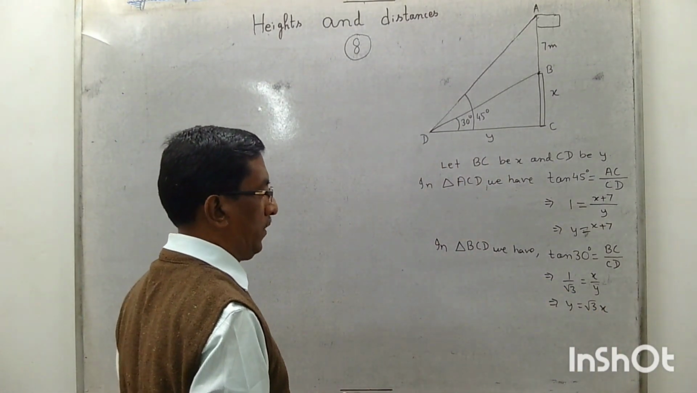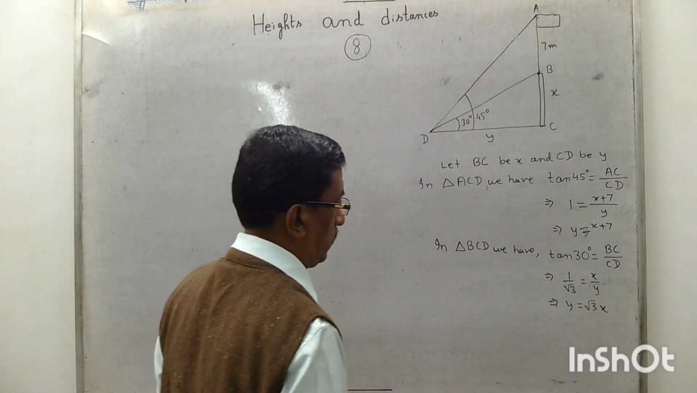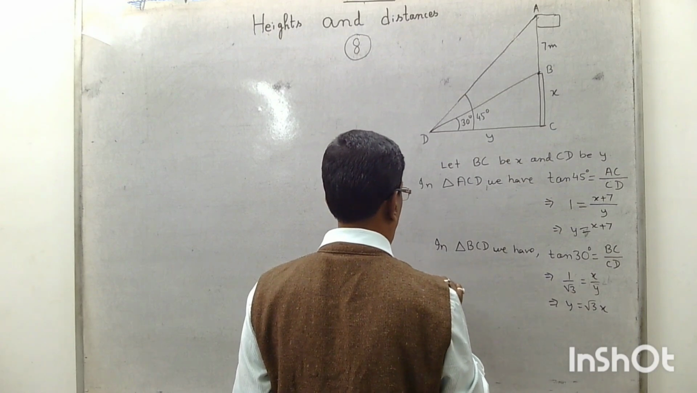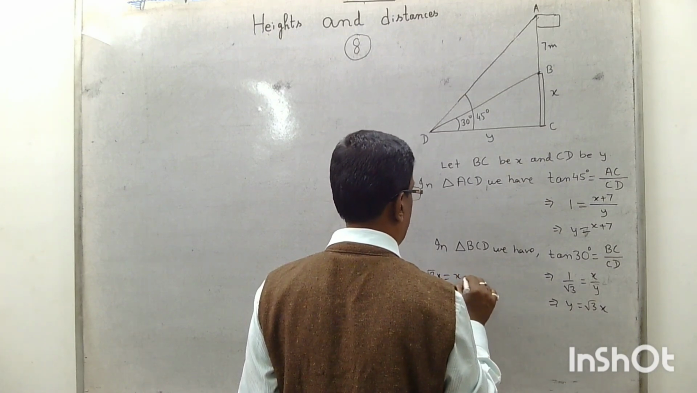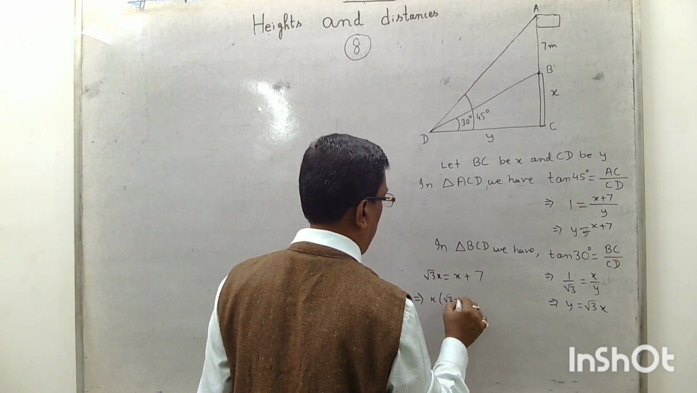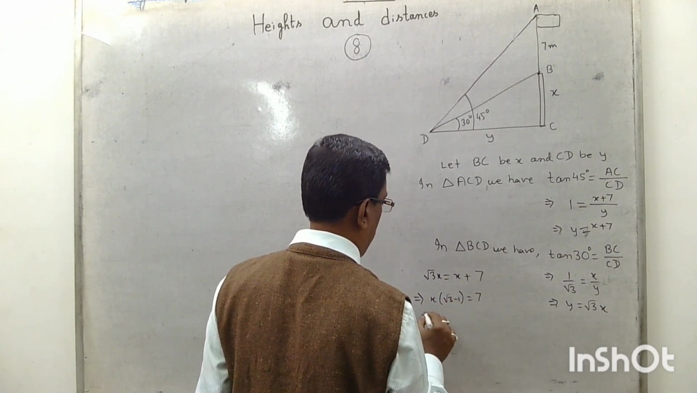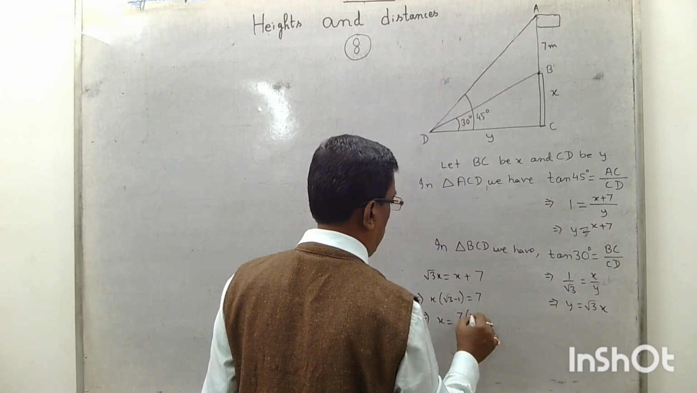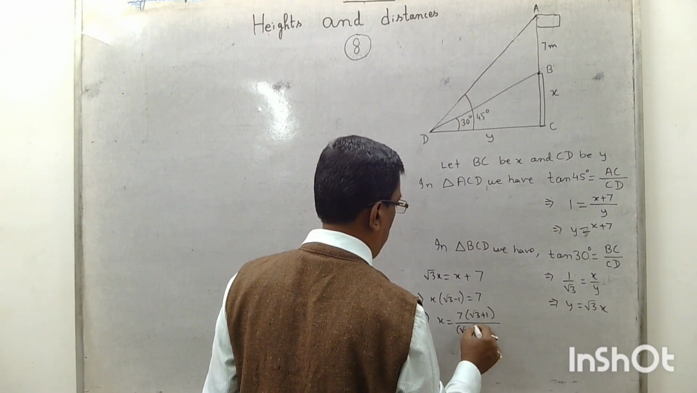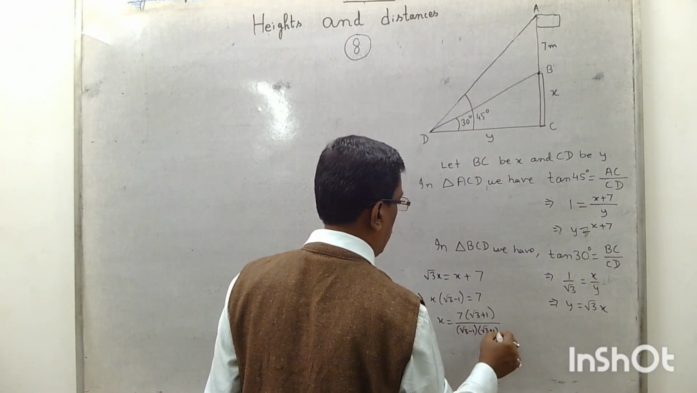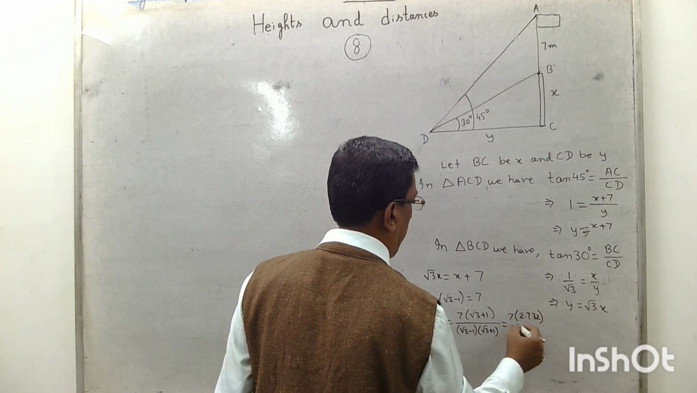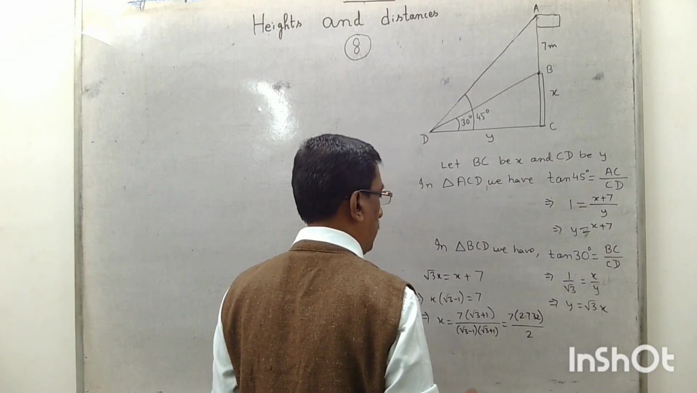We have to find x. So this y must be replaced. Root 3 x equals to x plus 7. That means x into root 3 minus 1 equal to 7. X equals to 7 by root 3 minus 1, multiplied by root 3 plus 1 by root 3 plus 1. That is 7 into 2.732 divided by 2. This is how much?